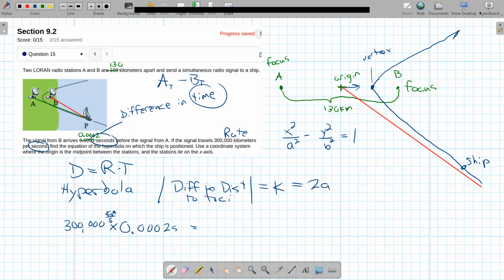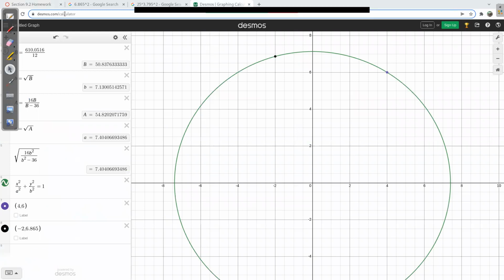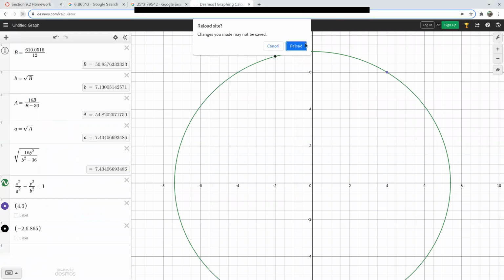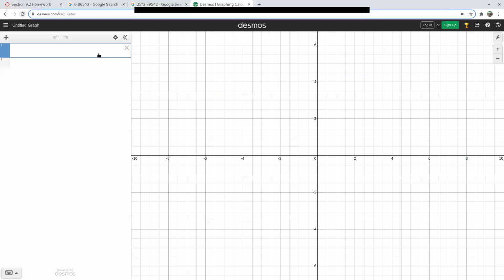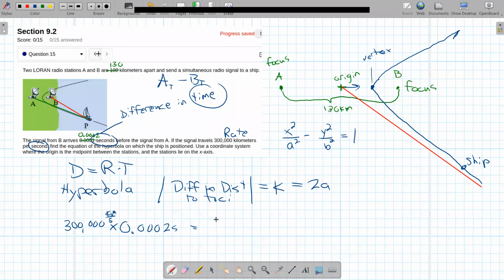Calculator, please. Let's reset this Desmos. So 300, 1, 2, 3, that's our speed. So rate times time, 0.0002, gives me 60 for our constant. So that's equal to 60, and the 60 has to be 2 times A.